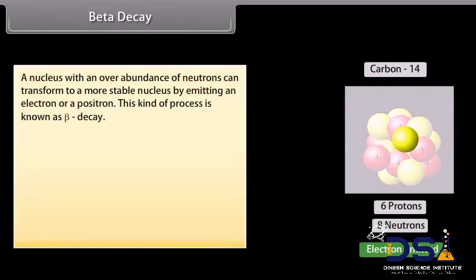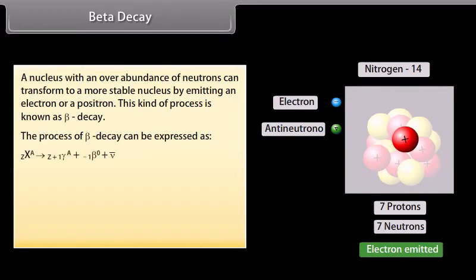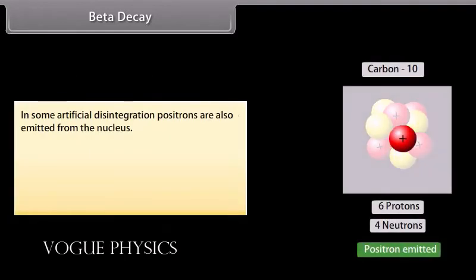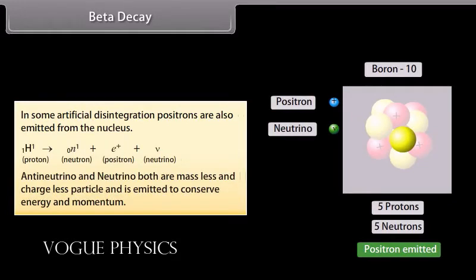Beta decay. A nucleus with an overabundance of neutrons can transform to a more stable nucleus by emitting an electron or a positron. This kind of process is known as beta decay. This process of beta decay can be expressed as follows, where the beta particle is emitted along with the antineutrino. For example, in some artificial disintegration, positrons are also emitted from the nucleus. Antineutrino and neutrino both are massless and chargeless particles, and are emitted to conserve energy and momentum.